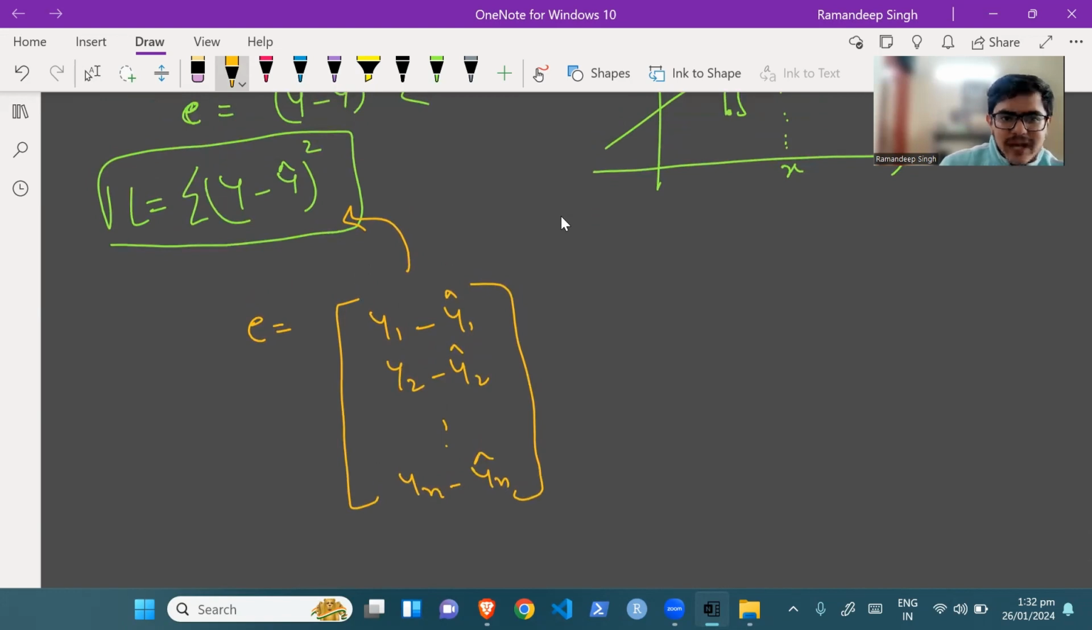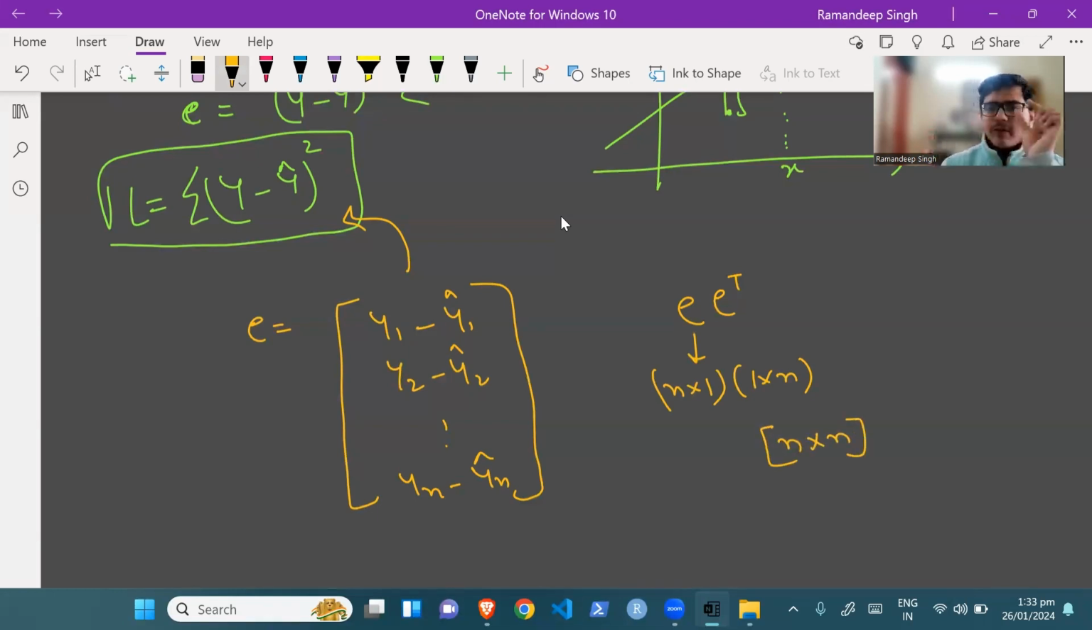Y minus y hat whole square. So what do I do? I cannot just simply put a square here, right? So if I multiply this E with E transpose, there will be an issue, because my E matrix is of the form n multiplied by 1, n rows and 1 column, and E transpose would be of the form 1 into n. So it will give me a new matrix of n into n, and I don't want that.